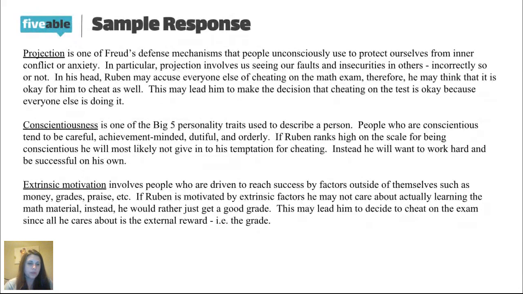And then our last term is extrinsic motivation. Extrinsic motivation involves people who are driven to reach success by factors outside of themselves, such as money, grades, and praise. If Reuben is motivated by extrinsic factors, he may not care about actually learning the math material. Instead, he would rather just get a good grade. This may lead him to decide to cheat on the exam since all he cares about is the external reward, i.e. the grade. So again, I think if you wrote just this sentence here, if Reuben is motivated by extrinsic factors, I don't think that's enough. I think you need to bring it full circle and explain fully why that term is shown in that answer.